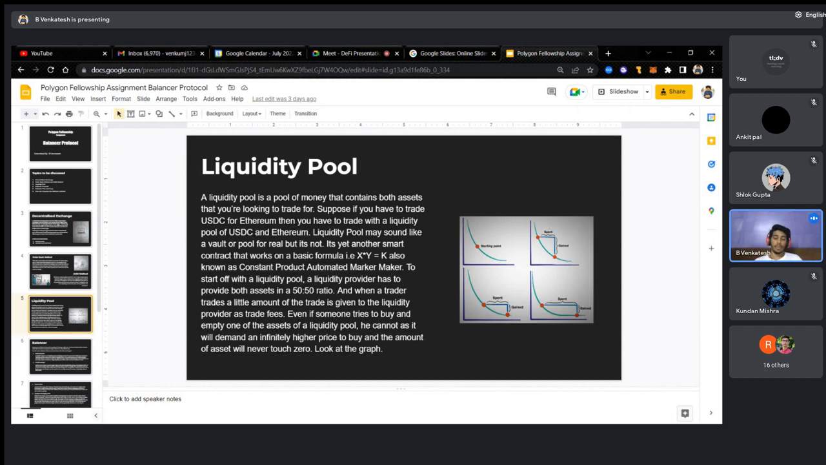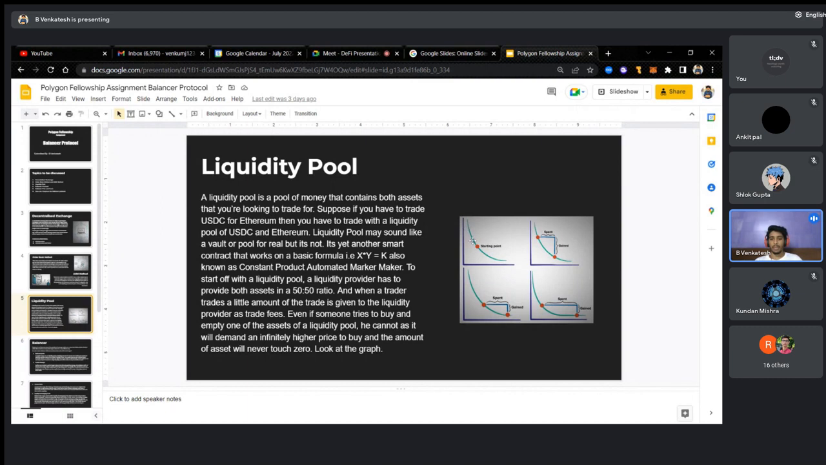When you give USDC and you get Ethereum, the Ethereum value decreases in the liquidity pool. Since the value of Ethereum decreases, its price increases. By value I mean quantity, okay? So yeah, the liquidity pool never goes empty because of this formula, because you can see in this graph, it's actually an exponential graph, okay?